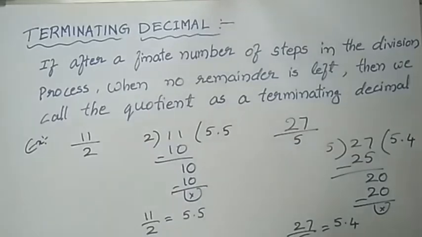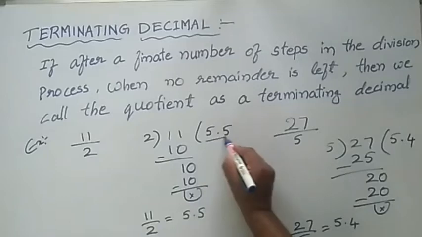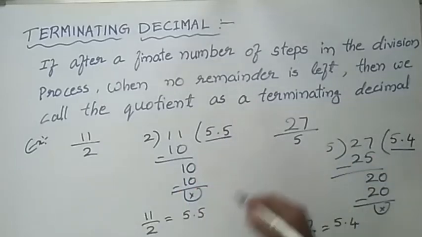So according to the definition of the terminating decimal, if after a finite number of steps in the division process, when no remainder is left, means here we are getting the 0, here also we got the 0, then we call the quotient, means this one, here this one, a terminating decimal.